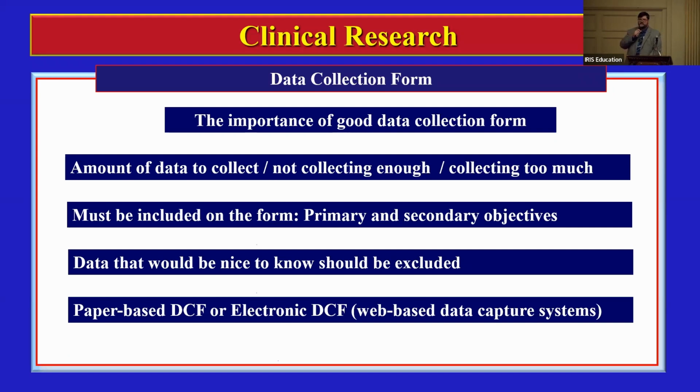So we need to include our primary and secondary objectives. Of course, we need to make sure that we're going to be collecting our primary outcome because otherwise we can't actually analyze the study. Data that would be nice to know, such as something that's ancillary to the study, generally should be excluded unless you are planning on doing ancillary studies afterwards. So if you don't plan on studying costs for patients, don't collect information on costs because that may be difficult to collect.